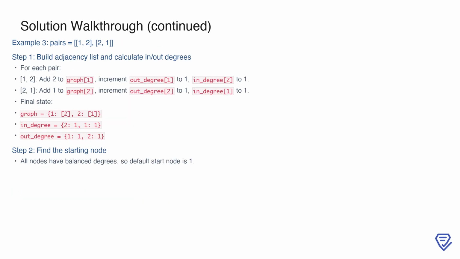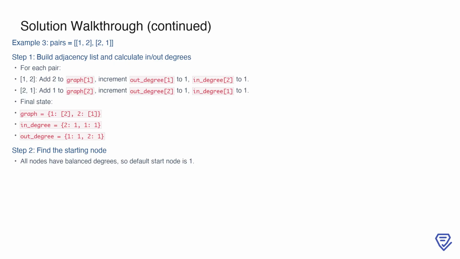In this example, we are given the pairs 1, 2, 2, 1. We start by building the adjacency list and calculating the in and out degrees. For 1, 2, we add 2 to the adjacency list for node 1, incrementing the out degree of node 1 to 1 and the in degree of node 2 to 1. For 2, 1, we add 1 to the adjacency list for node 2, updating its out degree to 1 and the in degree of node 1 to 1.